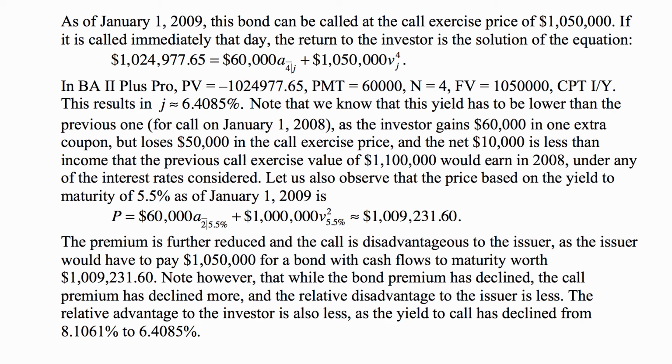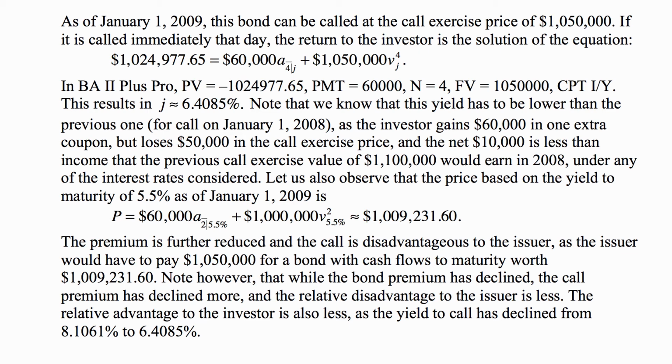It is also observed that the price based on the yield to maturity of 5.5% as of January 1st, 2009 is $1,009,231.60. So we see that the premium is further reduced and the call is disadvantageous to the issuer, as the issuer would have to pay $1,050,000 for a bond with cash flows to maturity worth $1,009,231.60.